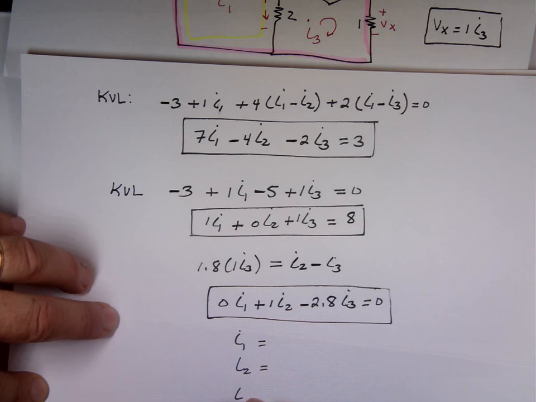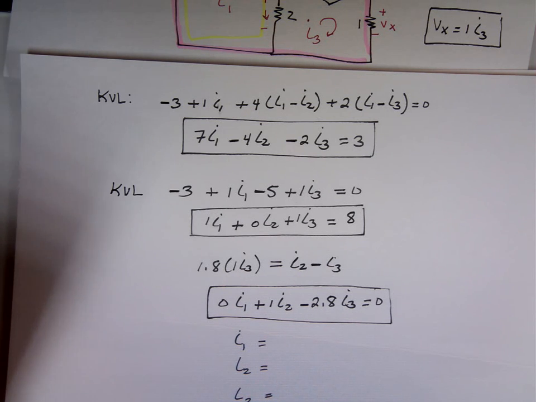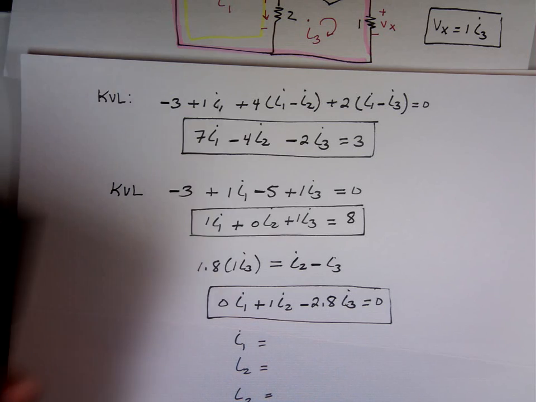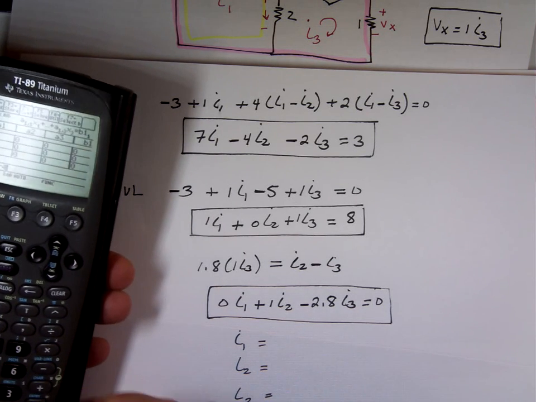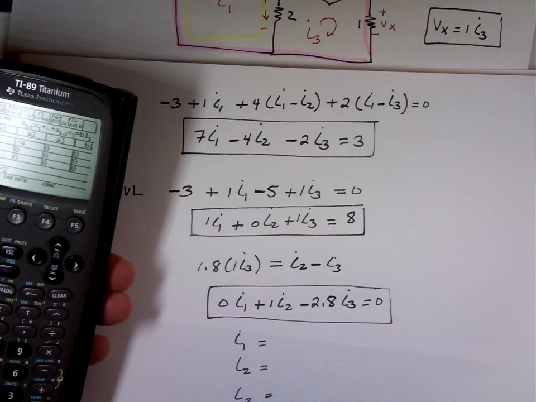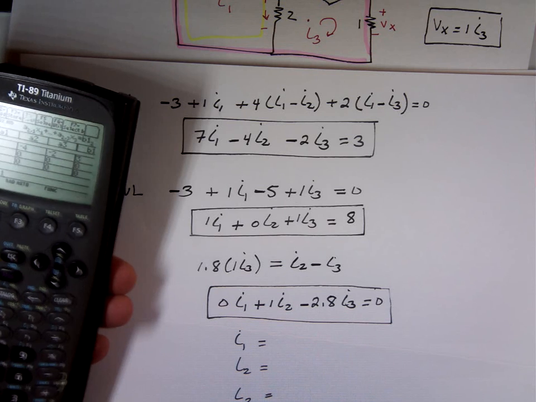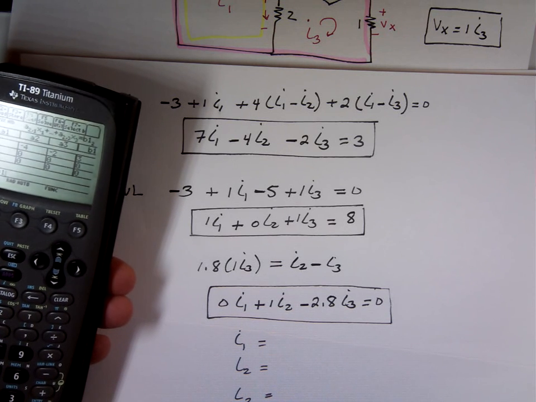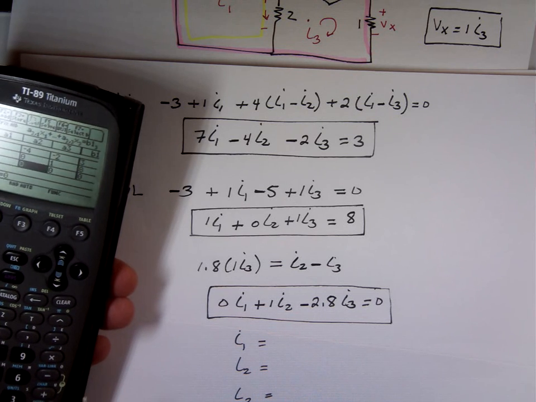Here's my calculator here. Three equations by three unknowns. Okay. I have 7, negative 4, negative 2, 3. Next one, 1, 0, 1, 8. Next one, 0, 1, negative 2.8, and 0.